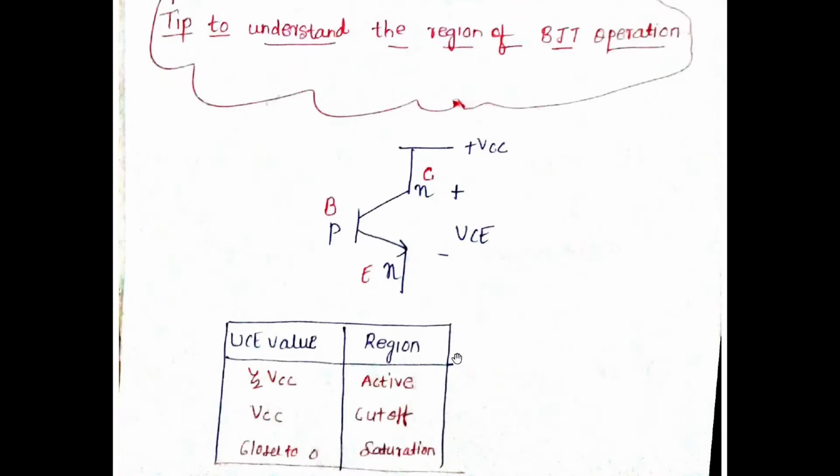We have this BJT over here, in which the value of VCE, which is the collector to emitter voltage, if it is equal to half times your VCC, it is the active region. If it is equal to VCC, it's a cutoff region, and if it is closer to zero, it is a saturation region.